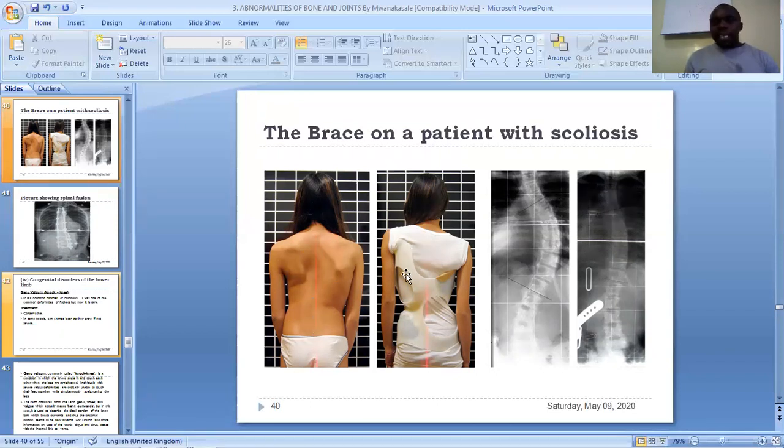The second picture is showing a woman with scoliosis, but with a brace trying to immobilize the spine. The other picture there is just showing an X-ray that was done with someone who has scoliosis and is clearly showing the S-shaped spine.